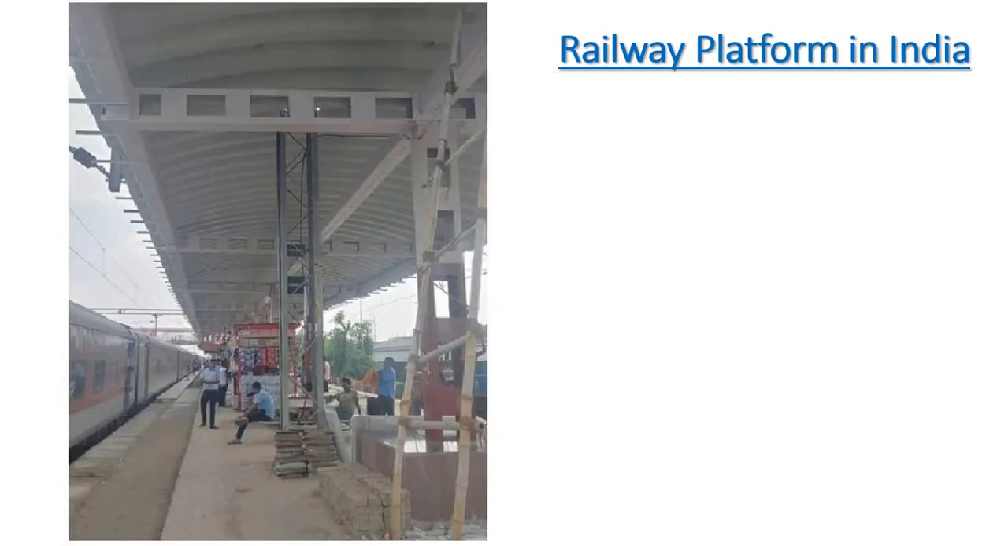Now this is a typical railway platform in India. Here you can see that this column has two steel sections connected by lacing in both directions. Typically it's an I section, as you see from here, which is connected by lacing. Also you can find that this is a column which is battened, and this column is supporting another beam which is also battened. This type of battening is very common in railway platforms.